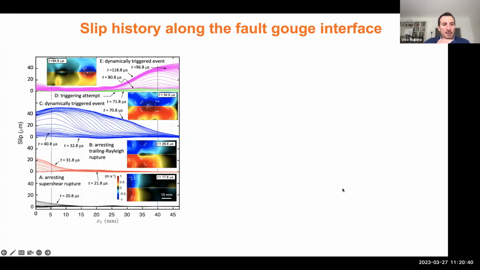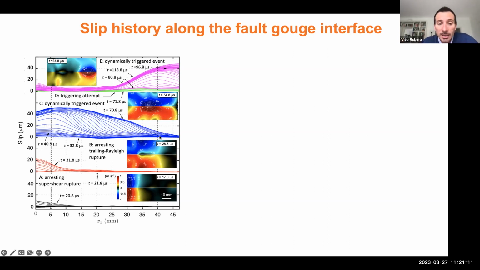One way to analyze them is to track the slip profile along the interface. And so what we see is that we have a supershear rupture entering from the left-hand side, but as we were commenting on, it basically arrests. This is the trailing rupture that we saw arresting pretty much at the same location. And from about the same region where these two ruptures arrest, we have this rupture renucleating and then arresting at some point along the interface.